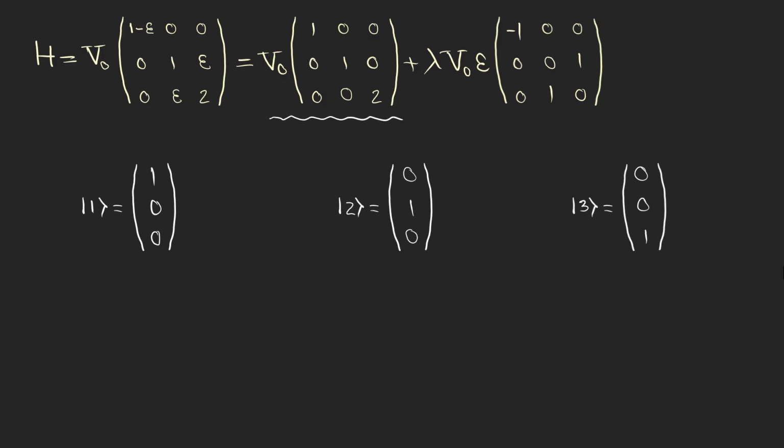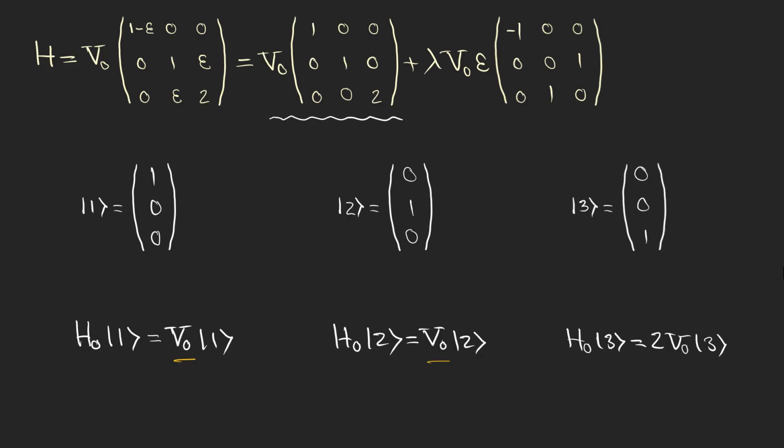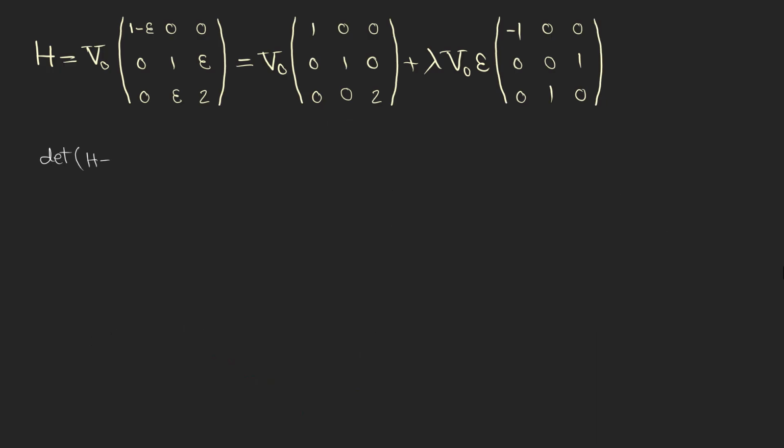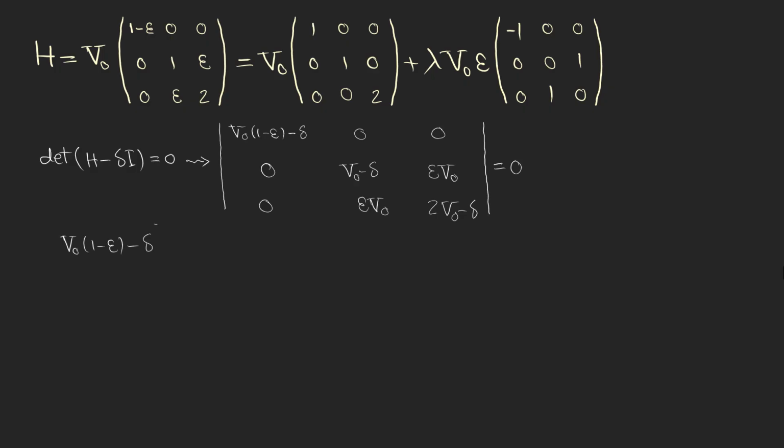For the unperturbed Hamiltonian H0, we have these three eigenstates, and these are the corresponding eigenvalues. It's clear that these two states are degenerate. However, we don't need to use the degenerate perturbation theory to find the eigenvalues and eigenstates of this perturbed Hamiltonian because we can diagonalize it and find the exact answer up to some order of accuracy. We use the characteristic equation to write this determinant and find the three eigenvalues. This is the determinant we are looking for.